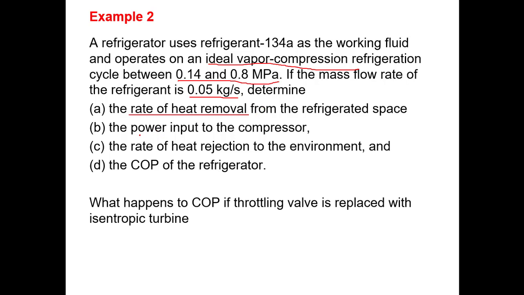And part B is to calculate how much input is required for the compressor, then the heat rejection in the condenser, and then the performance of that refrigerator in terms of coefficient of performance. And then the second part is what happens to COP if the throttling valve is replaced with an isentropic turbine. So we have to compare the performance of the same refrigerator if the expansion takes place with an isentropic turbine as compared to the throttling valve.